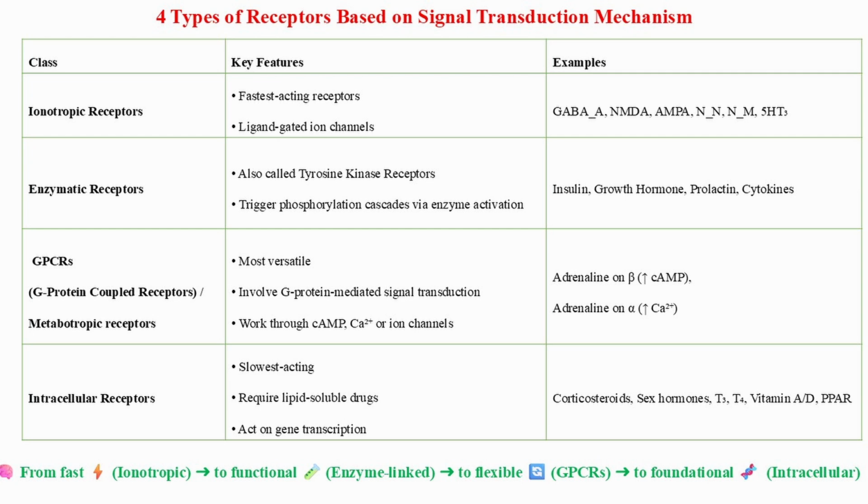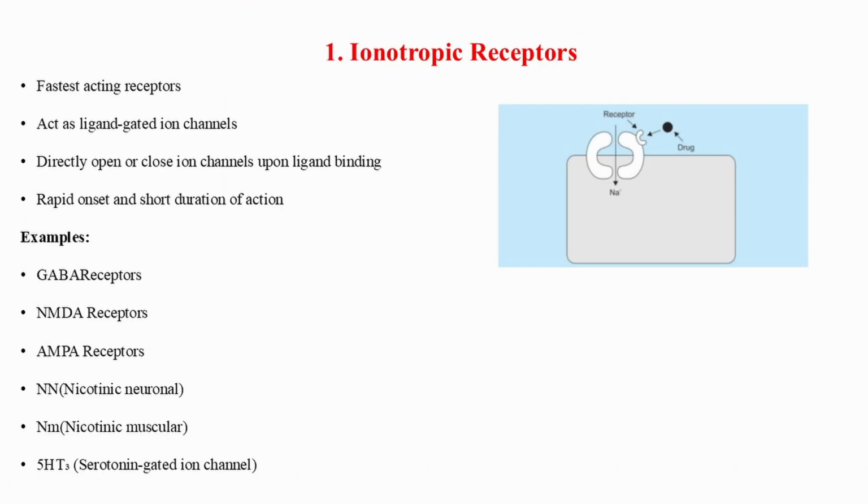Let's zoom into the fastest communicators in the body. These are the amazing ionotropic receptors. These guys are lightning. They act as ligand-gated ion channels, meaning the moment a drug or a chemical binds, the gate instantly swings open or closed. Ions rush across the cell membranes, triggering immediate effects like nerve signals firing or muscle contraction. Key features of these ionotropic receptors are: they are fast-acting, directly open or close the ion channels upon binding, and have a rapid onset of action. Effect starts within milliseconds and has the shortest duration, quick to start and quick to fade.